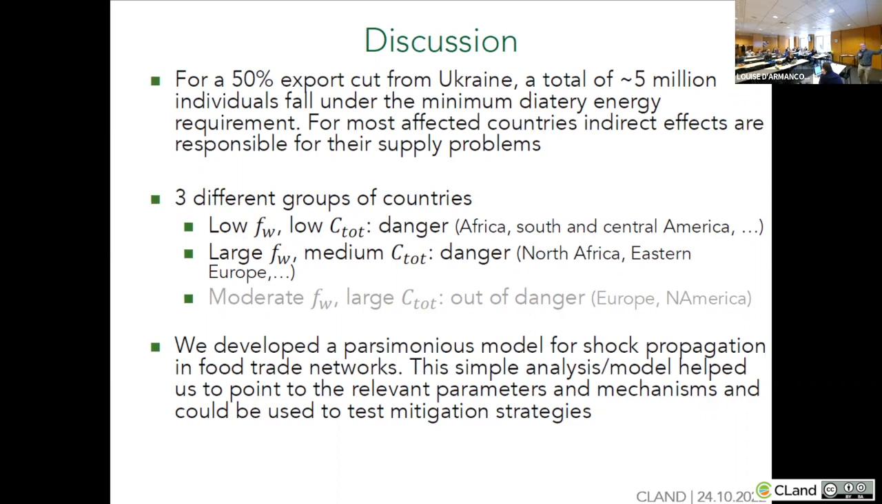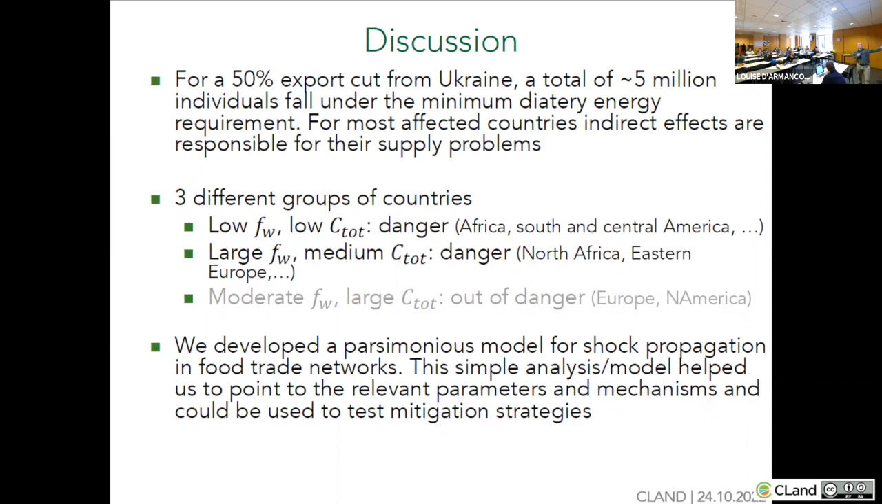So again, it's this parameter FW. It's how much your food basket depends on wheat. And then the total food supply. Do you have a lot of food in general or not? So some countries don't rely too much on wheat, but they have in general a low food supply. And this is the first group of countries that are in danger, because even a small variation in the wheat supply will affect the whole food basket.